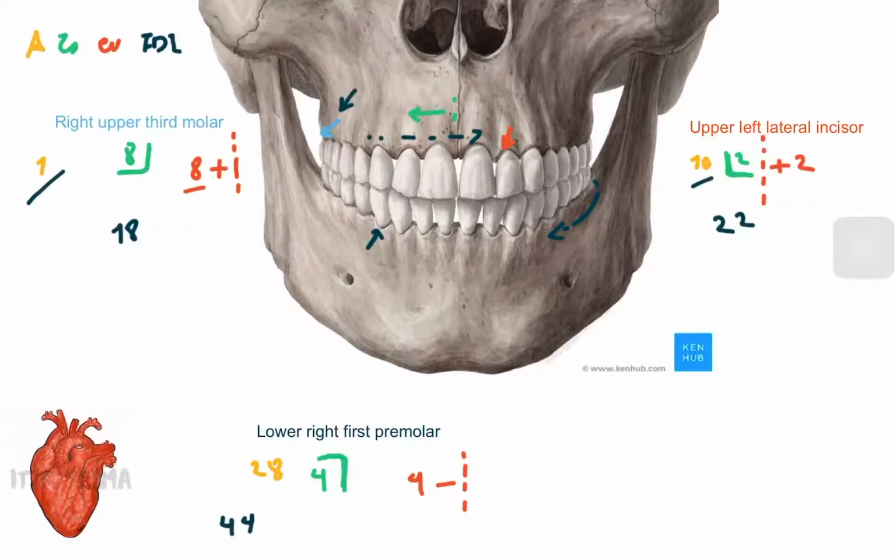And for the FDI, this is the first quadrant, so we write down the 1, and that's the 8. So it's 1-8, the right upper third molar. This one will be the second quadrant, the second tooth from the midline, and this is the fourth quadrant, the fourth tooth from the midline.